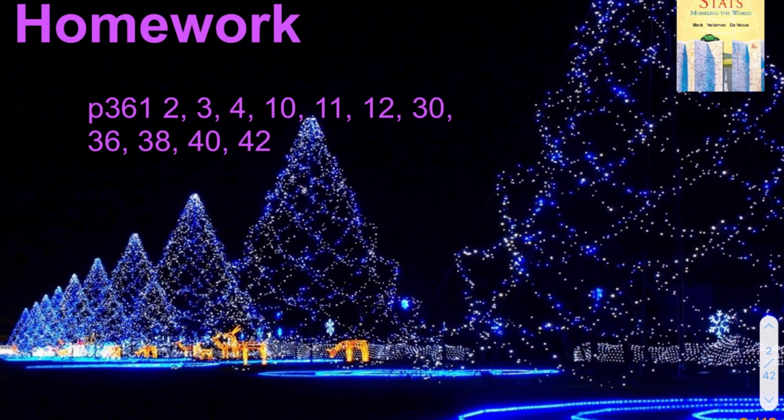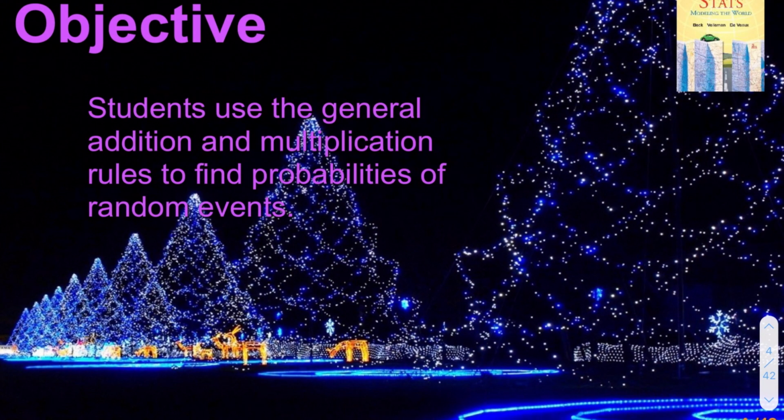And in order to talk about random variables or sampling distributions, we need to understand the fundamentals of probability and what it means to be independent or disjoint or mutually exclusive, if you want to use those words. So again, I got the problems for the homework listed for you all. The objective that we are going through is students use the general addition and multiplication rules to find probabilities of random events. And we will have an addendum that will go over permutations and combinations.